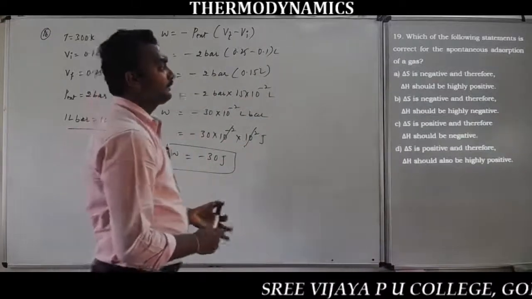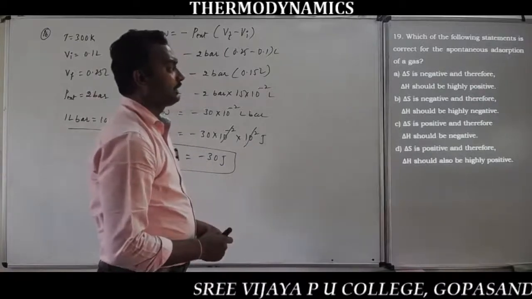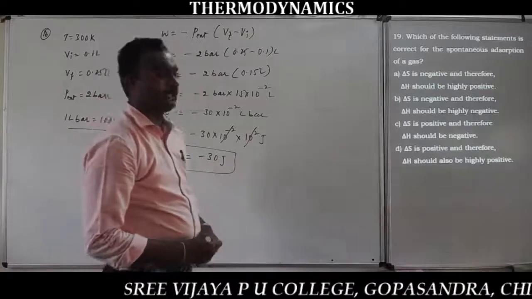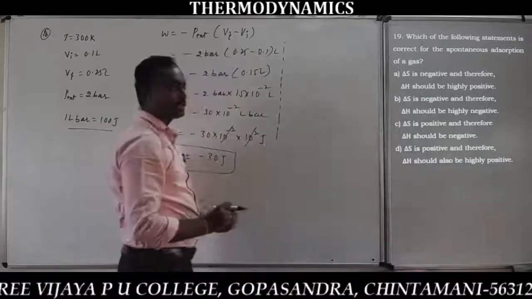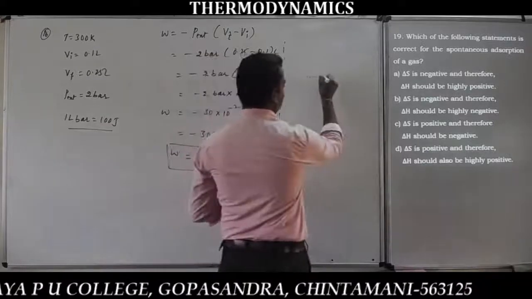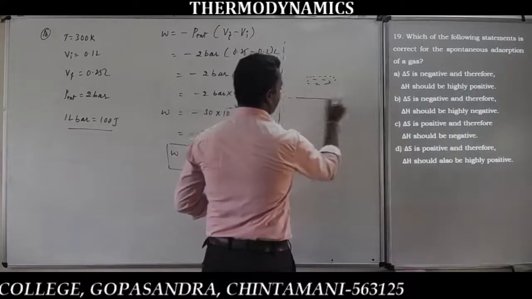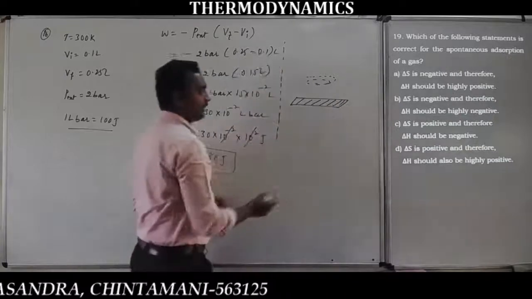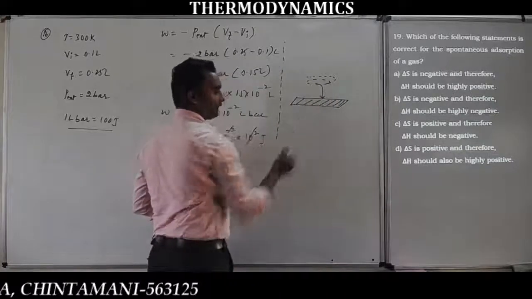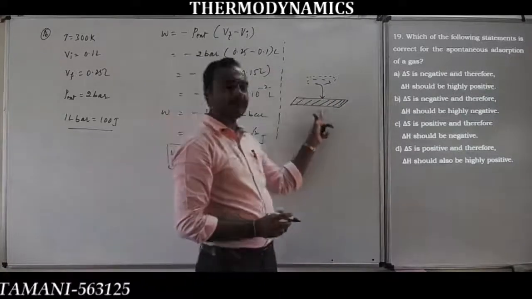Which of the following statements is correct for the spontaneous absorption of a gas? So let me take the concept of absorption. Absorption is a surface phenomenon. Let me take the gas here, this is the gas and this is the surface of the solid. So the gas is absorbed on the surface of the solid.